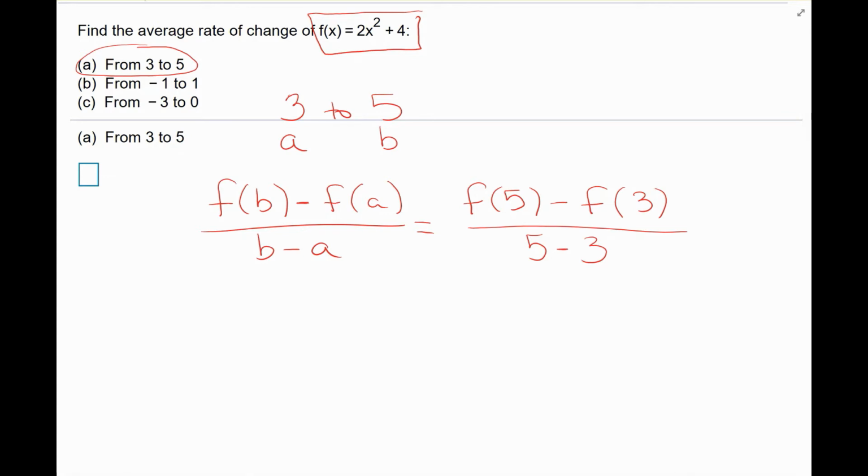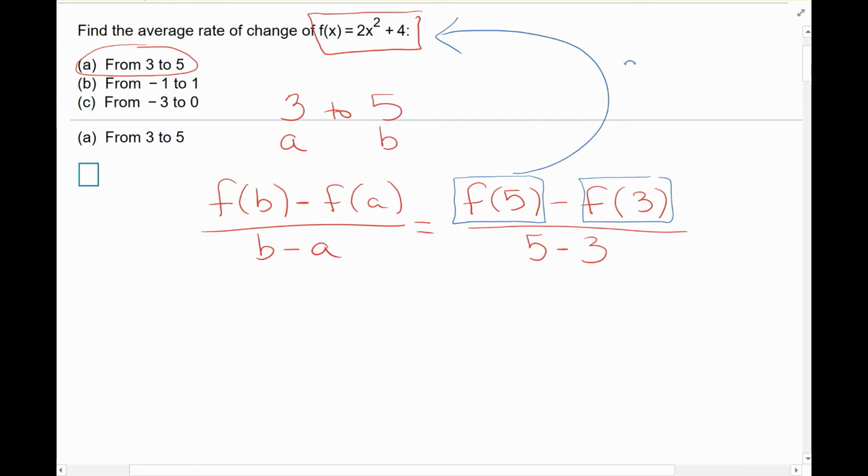But I can't solve right now because I have an F of 5 here, and an F of 3 here. I've got to actually find those values. So how do you find F of 5? How do you find F of 3? You reflect back to the original problem. F of 5, if I was to say this in English, means go to the f function and put 5 wherever you see x and then solve. That means go to the original function and wherever you see an x, you're going to put a 5.